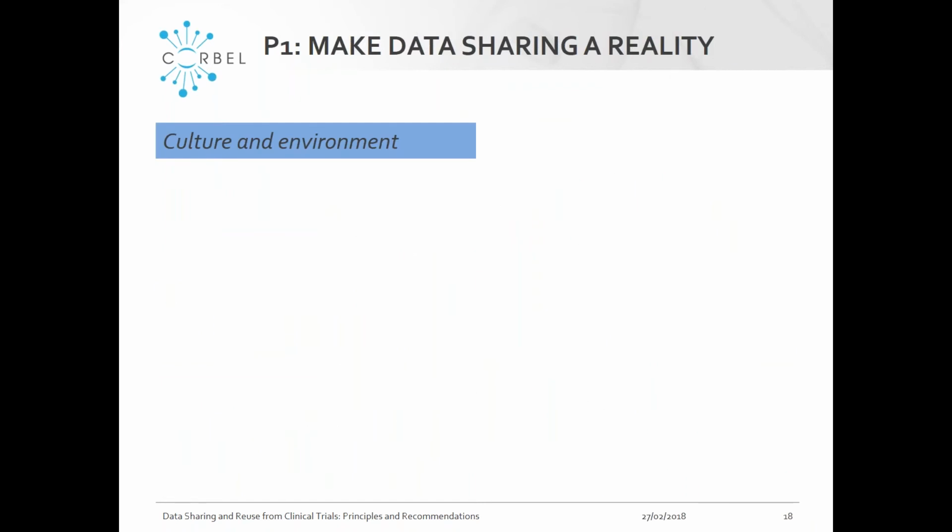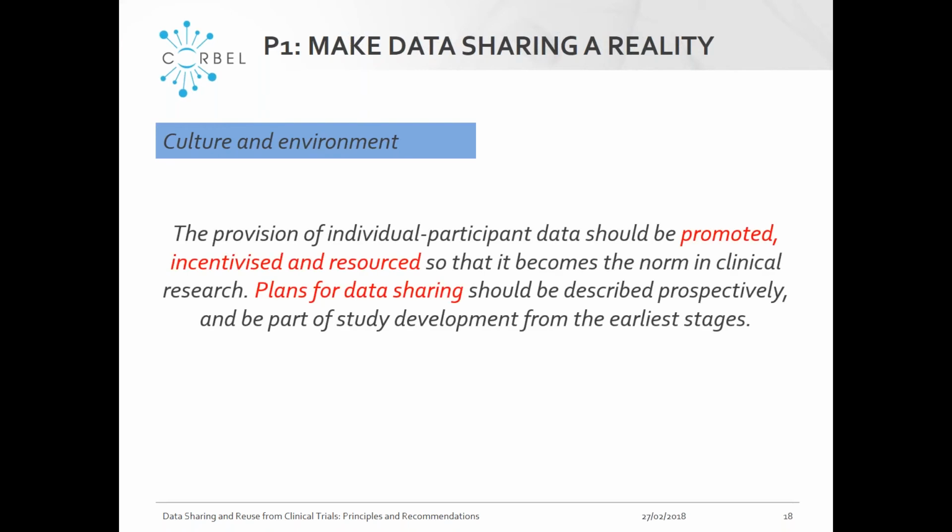The first principle covered by this document is about what to do to make data sharing a reality and possibly a widespread practice, planned as much as possible at the very beginning of any clinical study project. The keywords that the group highlighted in this principle are promotion, incentives, and resources. Let's see what this means in practice.